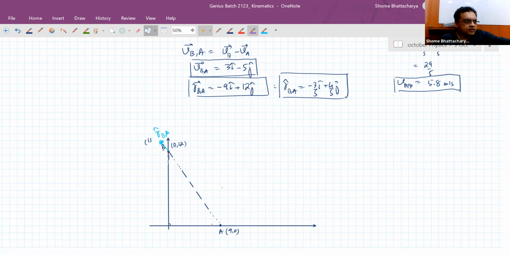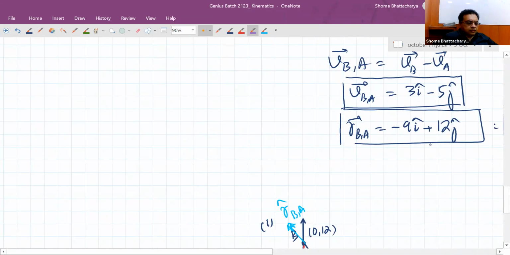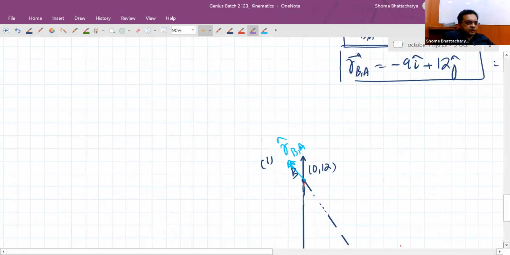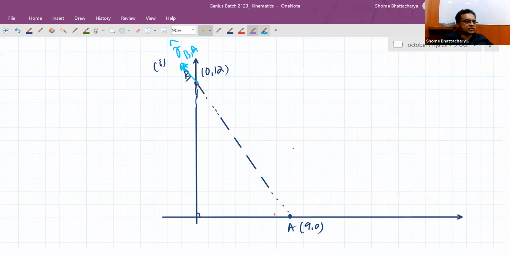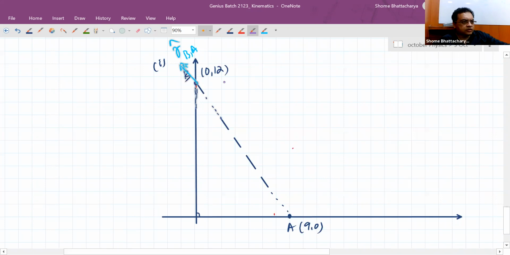You get an angle which is even steeper than 53 with respect to the x-axis, or this angle will be less than 37 with respect to the y-axis, because it's 3 and minus 5 as the x and y components, right? So that is a vector like this. So this is the velocity of B with respect to A.